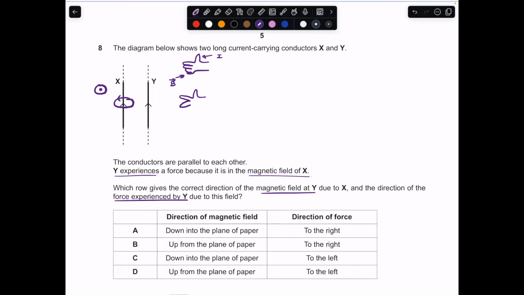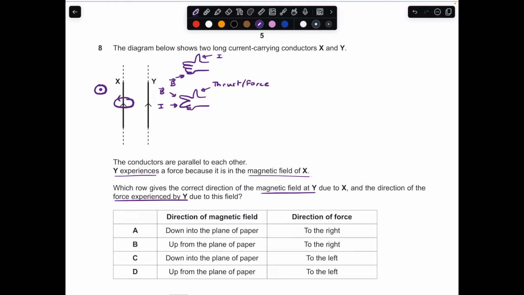Okay, wow. Just ignore the rest of the fingers, guys. Okay, so the thumb represents the thrust or the force, and the first finger is the magnetic field, the second finger is the current, and they're all 90 degrees to one another.